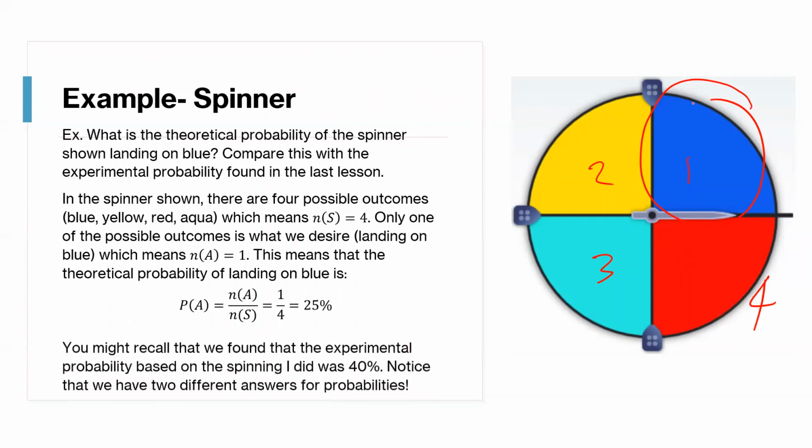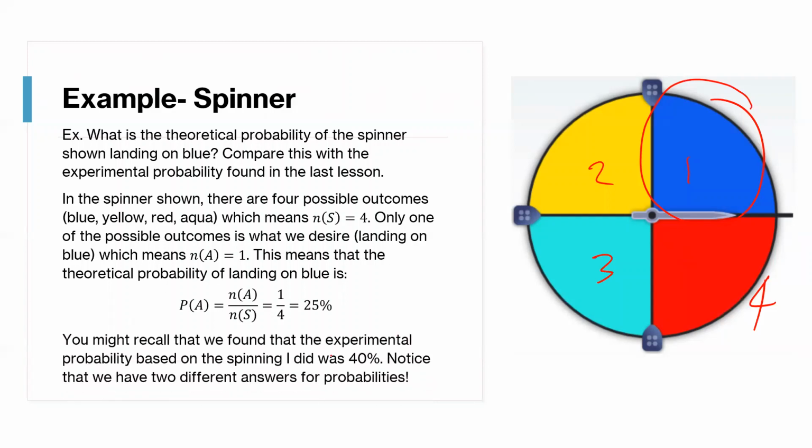The reason I want to compare this with the last lesson is because when we did experimental probability, if you look back at your notes, we actually found that it was 40%. So you're probably wondering, why did I have 2 different answers for probability? Shouldn't probability always be the same? Well, it depends on which type of probability we're looking at. In this case, we're looking at theoretical probability. So according to math, we should land on blue 1/4 of the time, or 25% of the time. But according to the experiment that we did in the last lesson, we actually landed on blue more times than that. We landed on it 40% of the time.